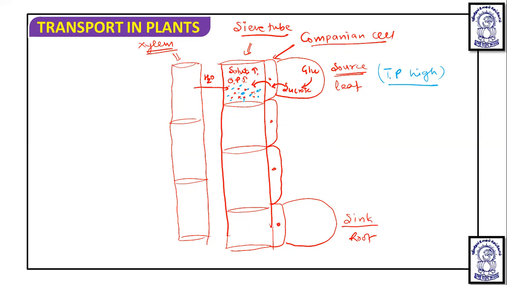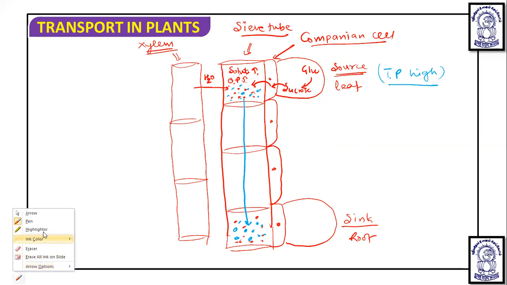So now what happens? Sugar solution will move this side, and the sugar molecules are there at the sink in the sieve tube. Now these food molecules will pass from here to the root cells, and they get stored in the form of starch. So this movement of sucrose into the sieve tube through the companion cell is known as loading.